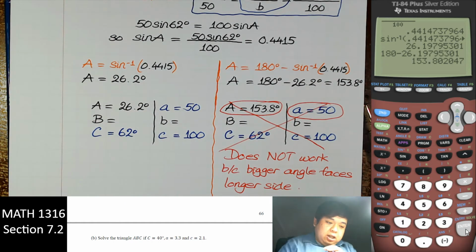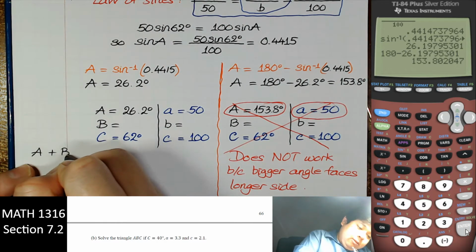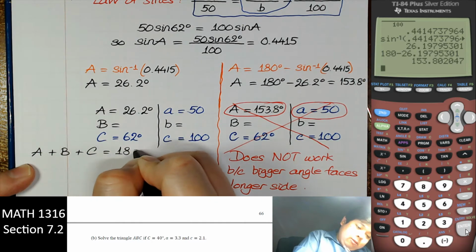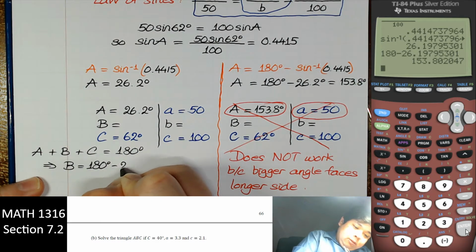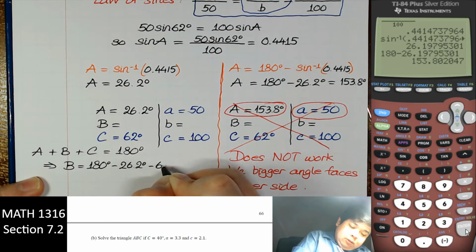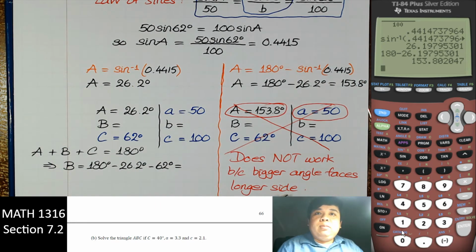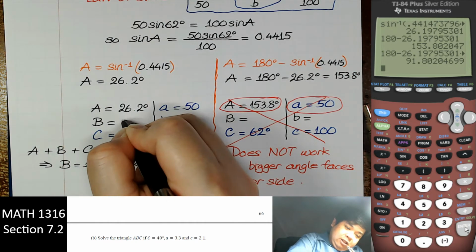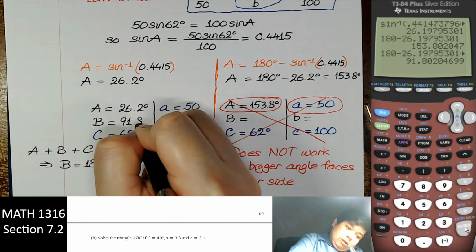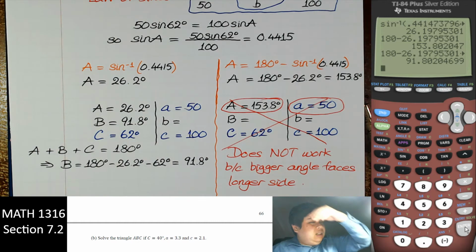This case still works. I will take 180 minus those two. We have B. Right. 180 minus 26.2 minus 62, 91.8 degree. And then finally we can find B. That is the law of sine.